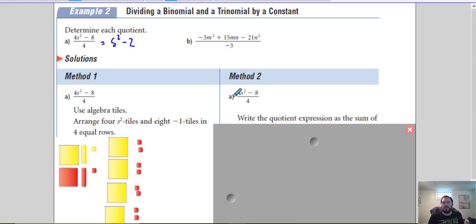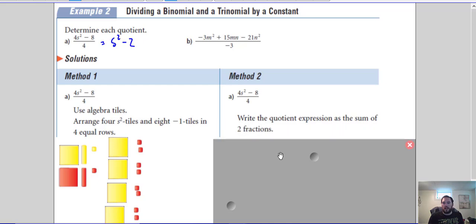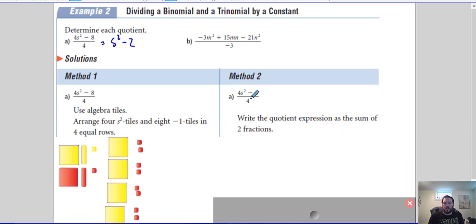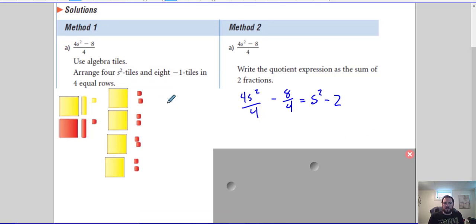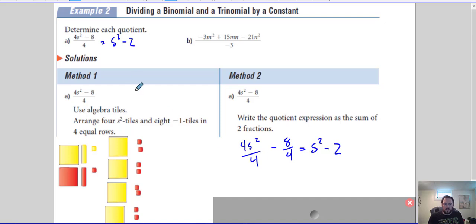So what I can do is I can take this polynomial and I can write it as 2 fractions. I can take my 4s squared and divide that by 4. And I can take my negative 8 and divide that by 4. So I get 4 divided by 4 is 1, s squared, and negative 8 divided by 4 is negative 2. Right, so either way, I get the same answer. I get s squared minus 2, but in 2 different ways.